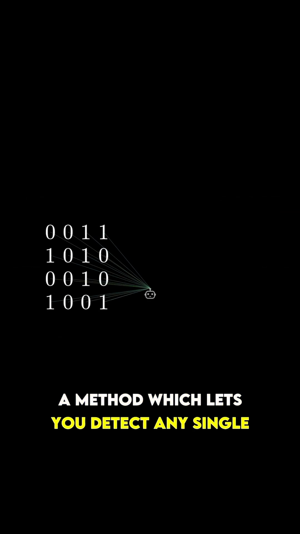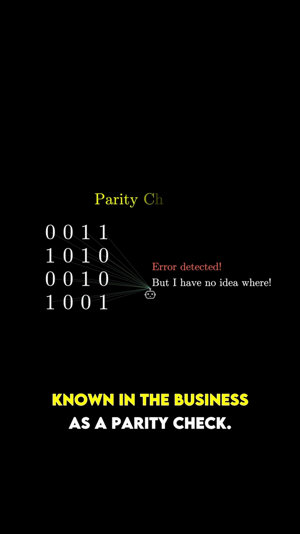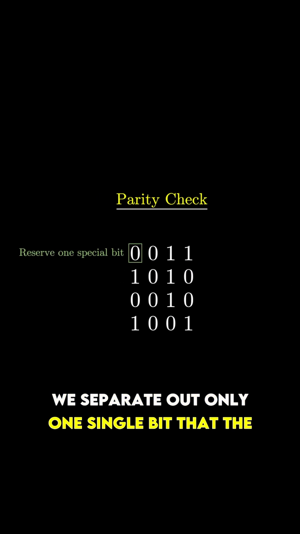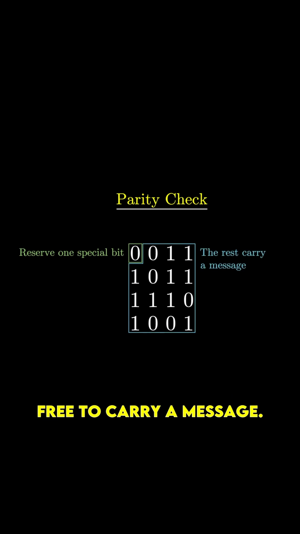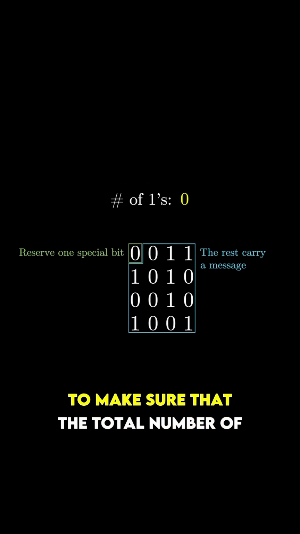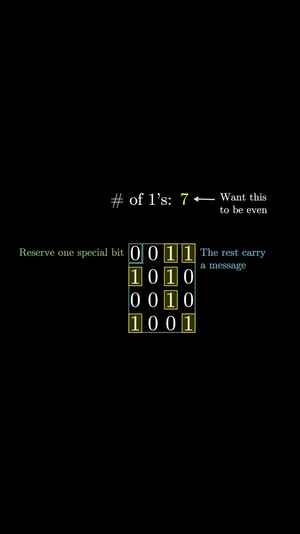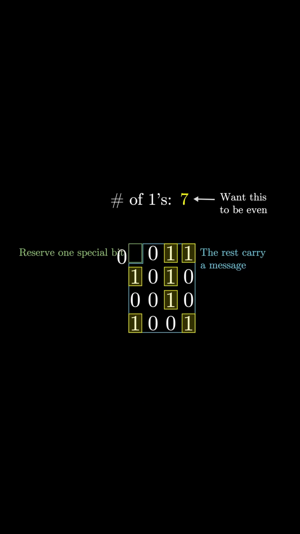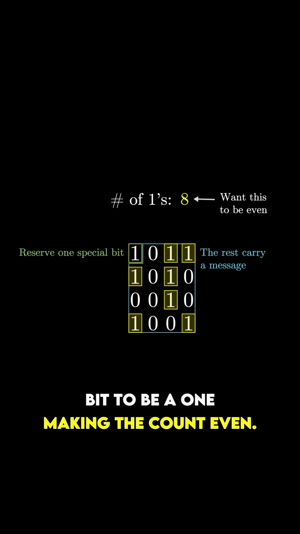A method which lets you detect any single-bit errors, but not correct them, known in the business as a parity check. For a parity check, we separate out only one single bit that the sender is responsible for tuning, and the rest are free to carry a message. The only job of this special bit is to make sure that the total number of ones in the message is an even number. So for example, right now that total number of ones is 7, that's odd, so the sender needs to flip that special bit to be a 1, making the count even.